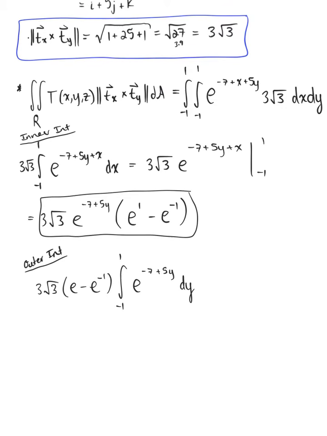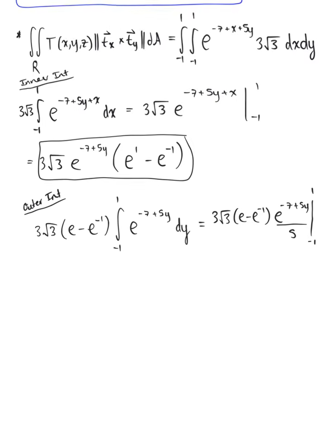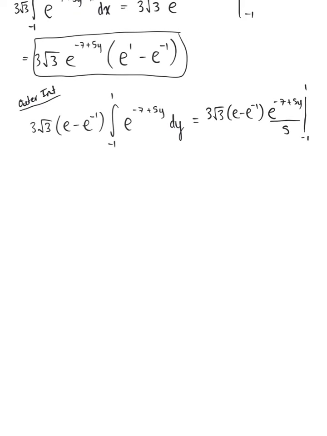But leaving this as it is, we can integrate this, and this is going to leave us with 3 times the square root of 3 times the natural exponential minus the natural exponential raised to the negative 1 multiplied by the antiderivative, which is the natural exponential raised to the negative 7 plus 5y divided by 5. And we're now evaluating from negative 1 to 1. And we'll give ourselves a little more room. And so we have 3 times the square root of 3 times the natural exponential minus the natural exponential raised to the negative 1, and that's all divided by 5.